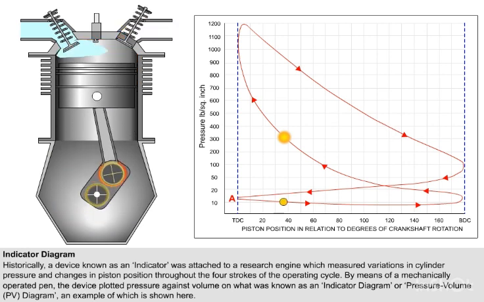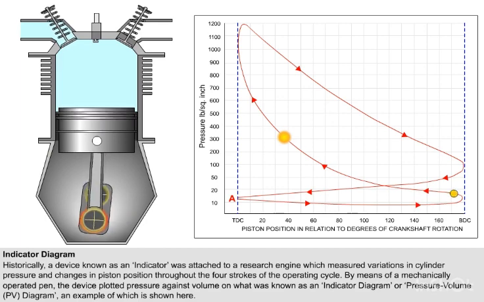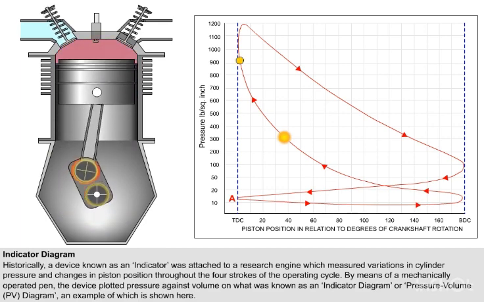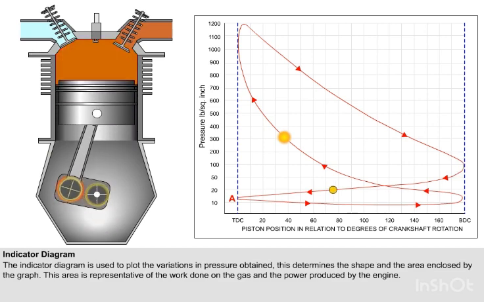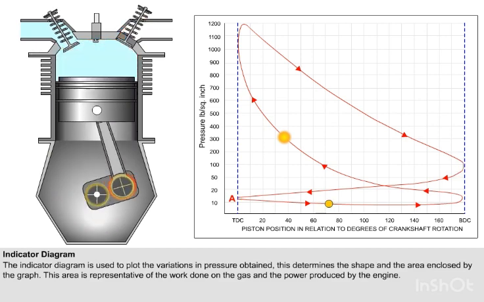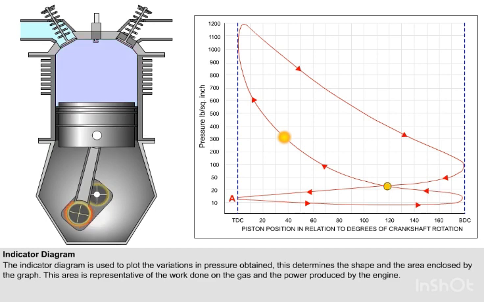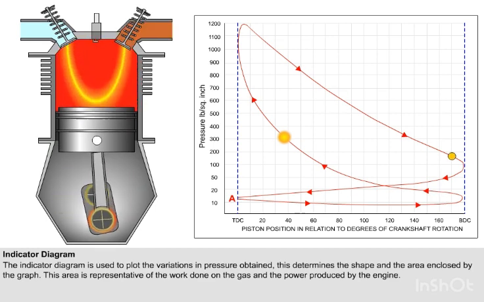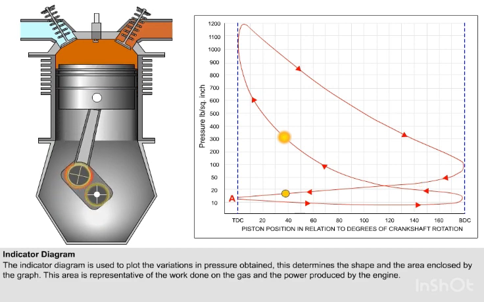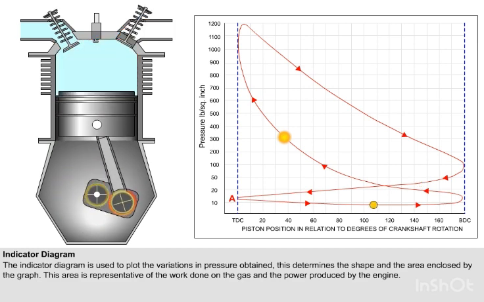Modern technology utilizes electronic sensing devices to obtain the same information. The indicator diagram is used to plot the variation in the pressure obtained. This determines the shape and the area enclosed by the graph. This area is representative of the work done on the gas and the power produced by the engine.